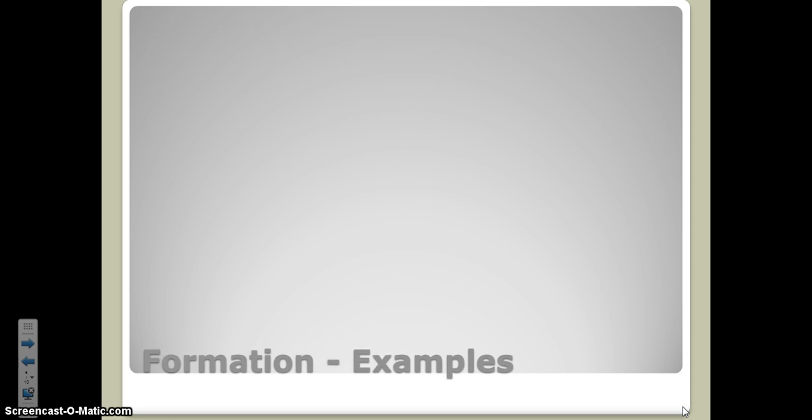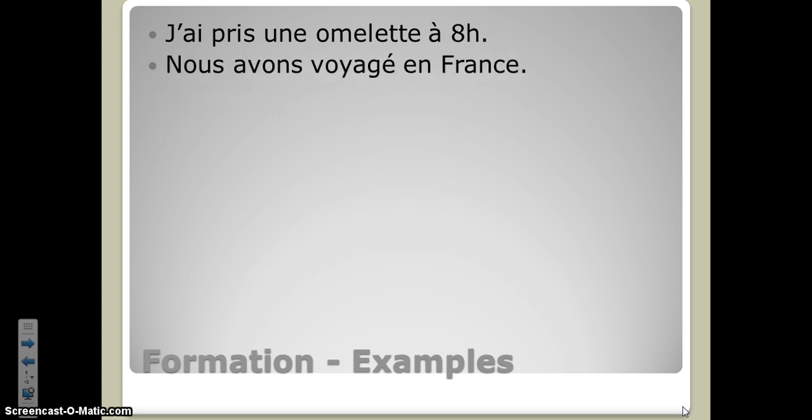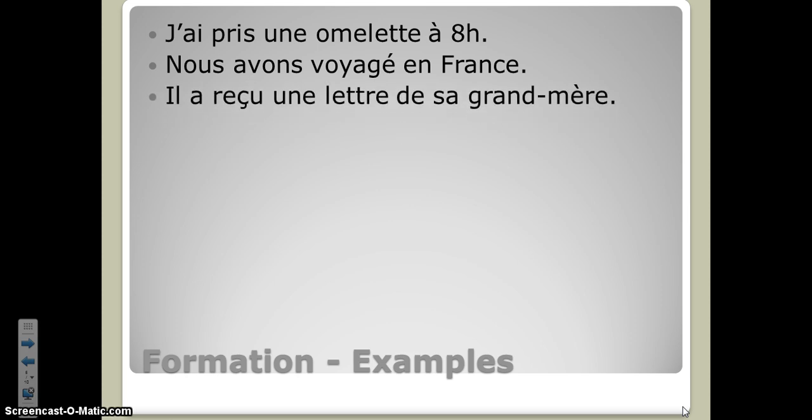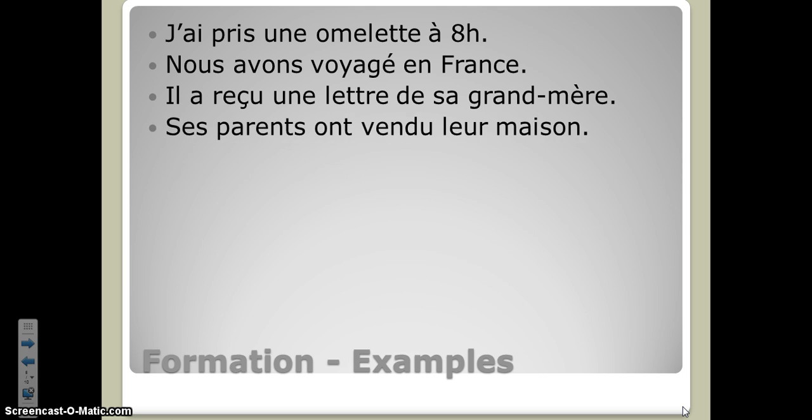So let's look at a few more examples, just putting it all together. J'ai pris une omelette à 8 heures. Notice we have two parts, a helping verb and a past participle. J'ai pris. Nous avons voyagé en France. Il a reçu une lettre de sa grand-mère. Ses parents ont vendu leur maison. For all of these examples, I've used avoir because all of these verbs are regular verbs, are not Dr. and Mrs. Vandertramp verbs, so we used avoir.